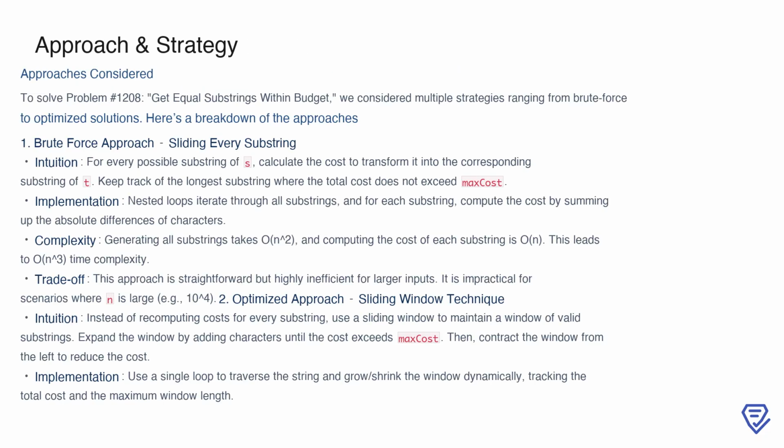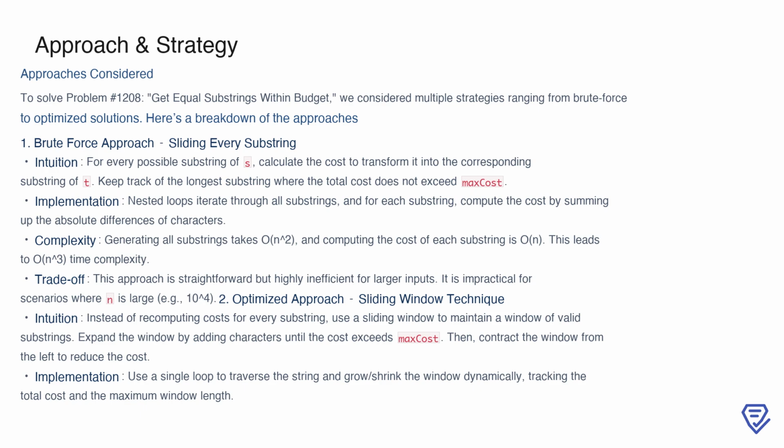To solve problem number 1208, we explored a few different approaches to find the longest substring that can be transformed within the given budget. The first method we considered was the brute force approach. Here, the intuition is straightforward: generate every possible substring of the input string S, calculate the cost of transforming it into the corresponding substring of T, and track the longest substring where the cost stays within max cost.